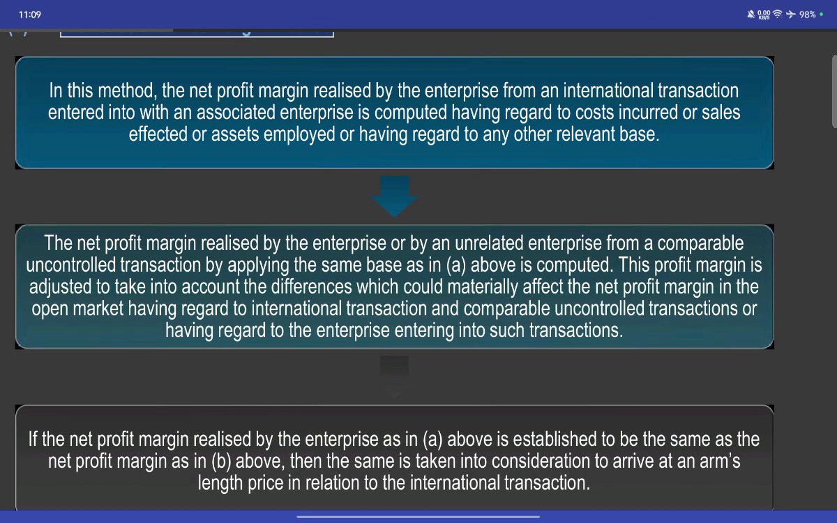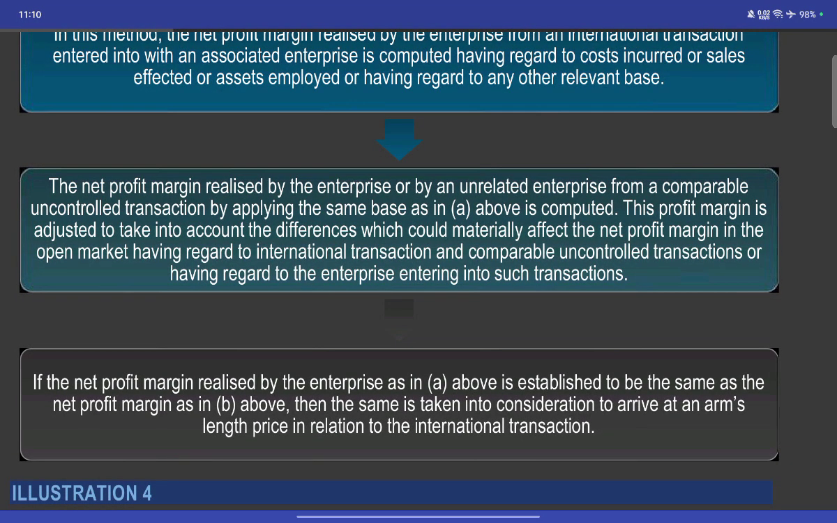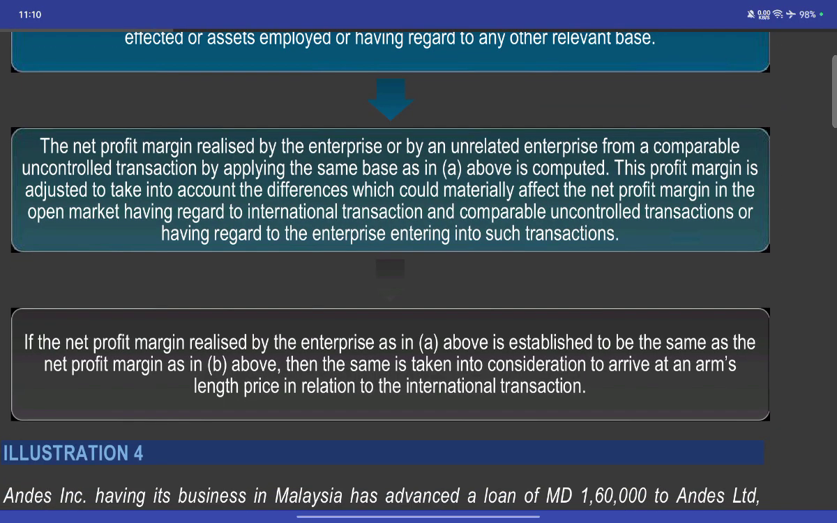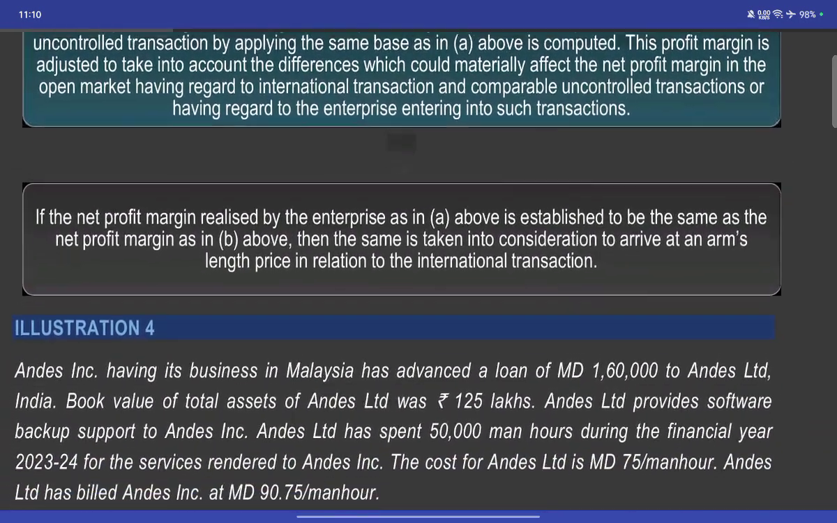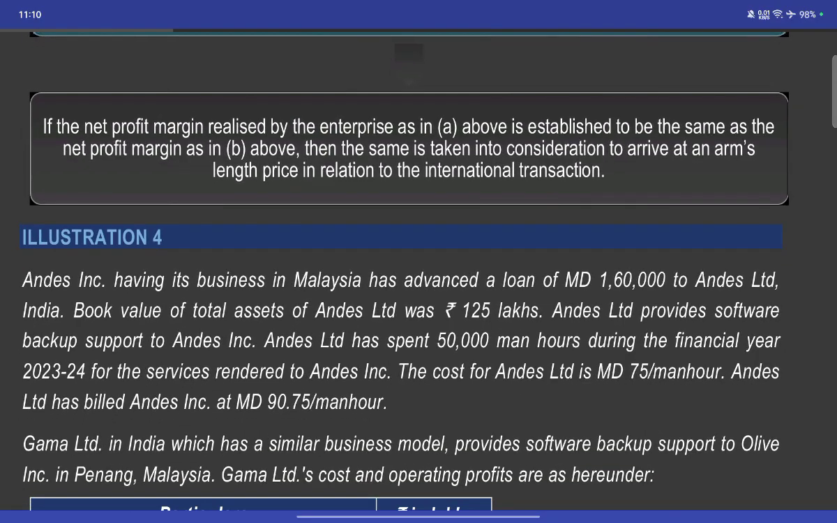The net profit margin is adjusted to take into account differences which materially affect the net profit margin in the open market, having regard to the international transaction and the comparable uncontrolled transaction, or the enterprises entering into such transactions. If the net profit margin realized by the enterprise as above is established to be the same as the net profit margin of the comparable, then the same is considered in arriving at the arm's length price in relation to the international transaction.